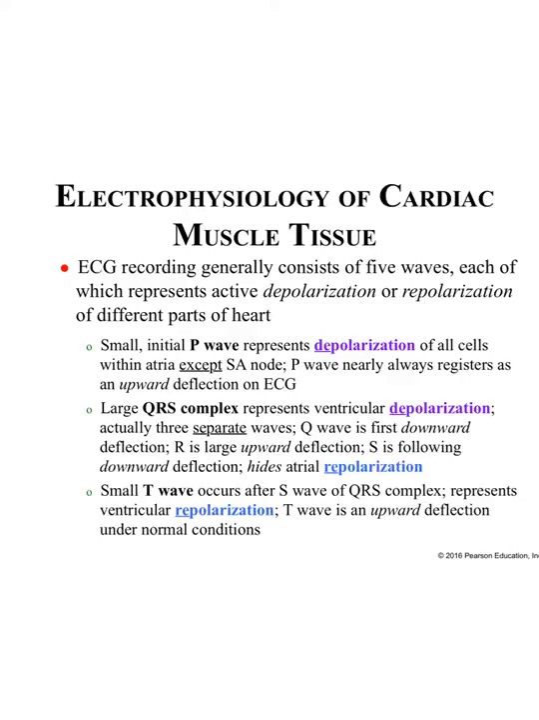Generally, an ECG consists of 5 different waves. Each wave represents an active depolarization or repolarization. So notice the wave indicates what the membrane current is going to do, not contraction. Of course, depolarization will lead to contraction. Repolarization will lead to relaxation.